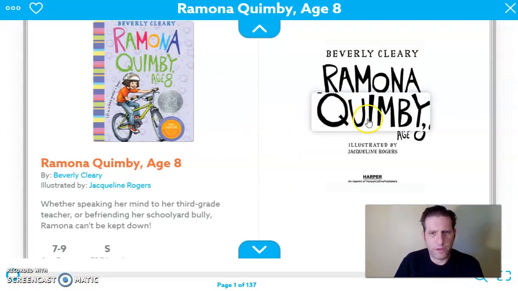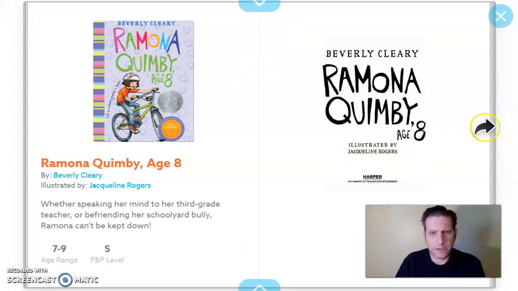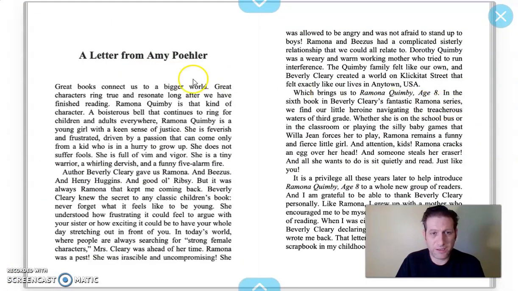So this is Ramona Quimby, age 8, by one of my favorite authors of all time, Beverly Cleary. She is actually age 103. So she is still alive, 103 years old. This is Ramona Quimby, age 8, and you can just click and notice that little arrow, you can turn the page, and it's just like a regular book.